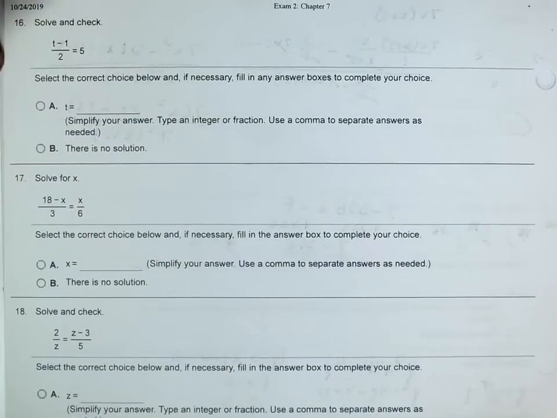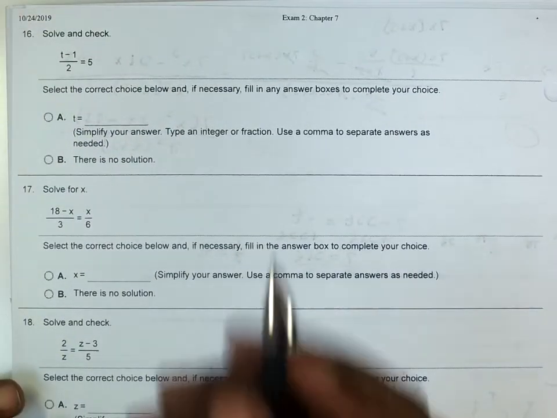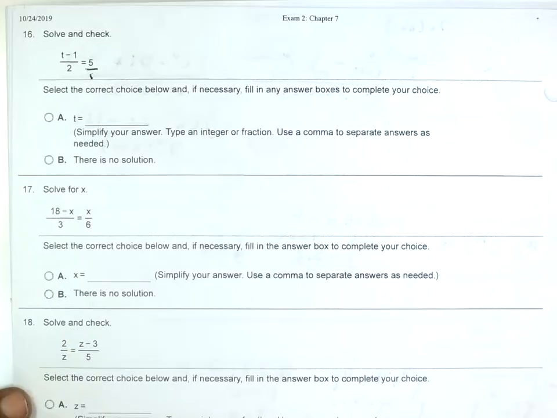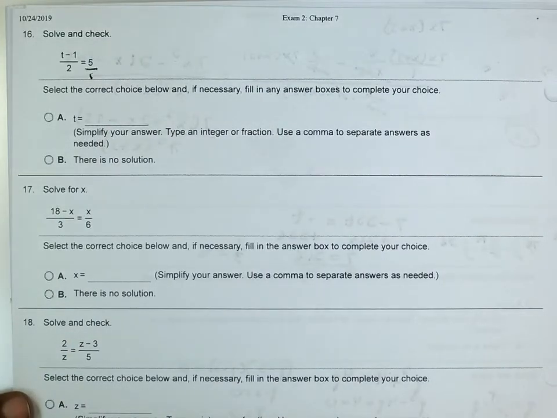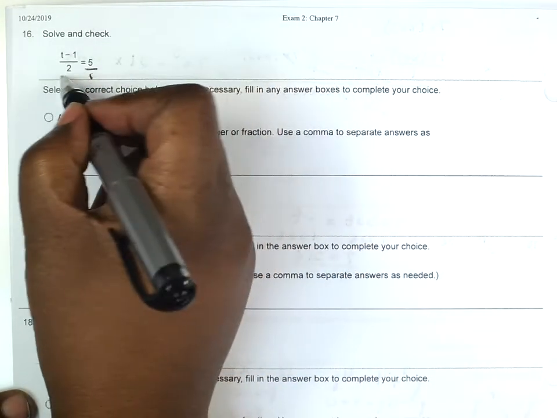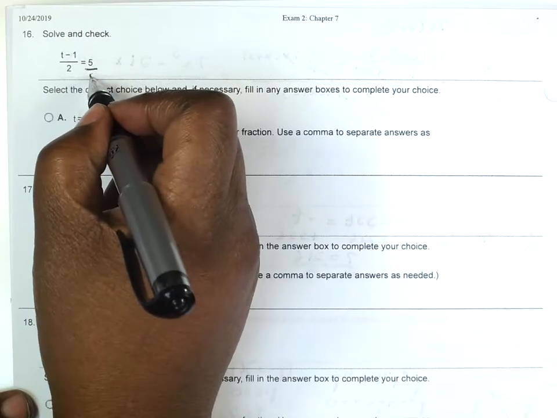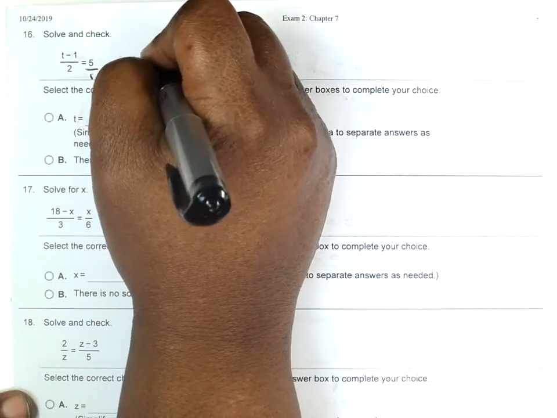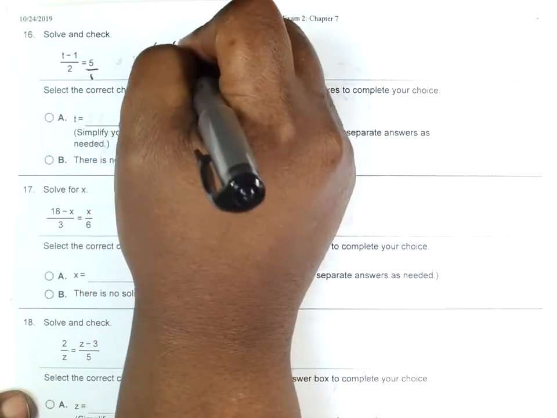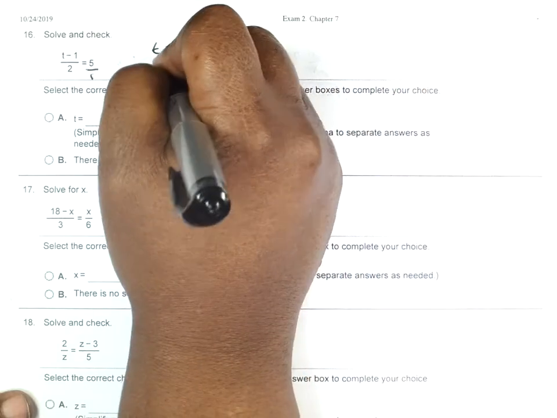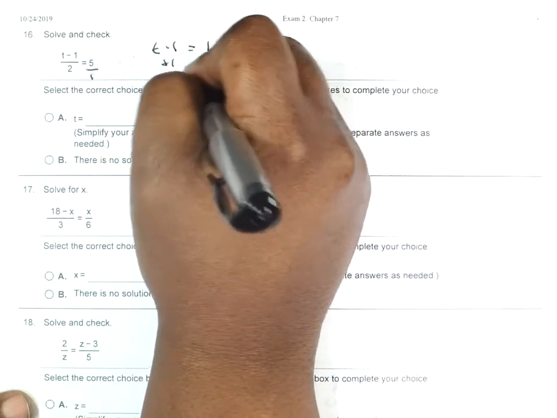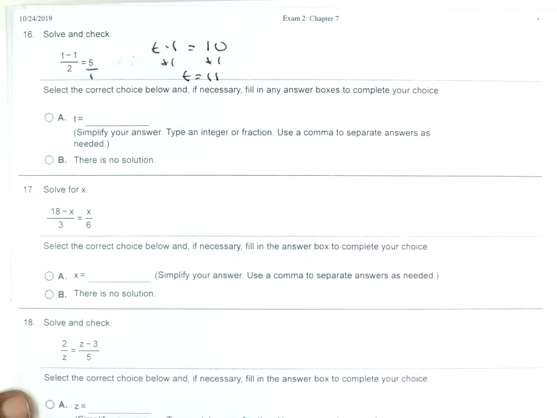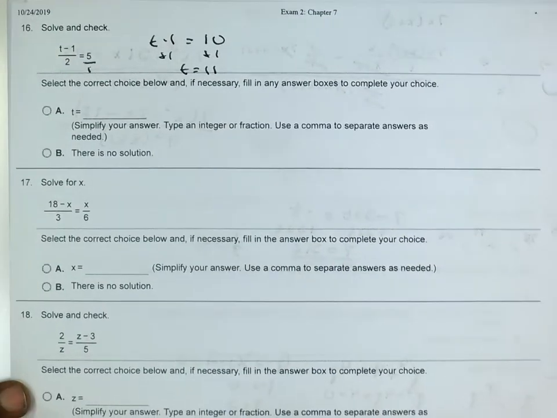Alright, number 16. I can just think of that 5 like a 1 on the bottom, and it's just a proportion. So really all I'm doing is multiplying 2 times 5 and 1 times t minus 1. So I get t minus 1 is going to equal 10. Add 1 to both sides, and we get t is equal to 11.